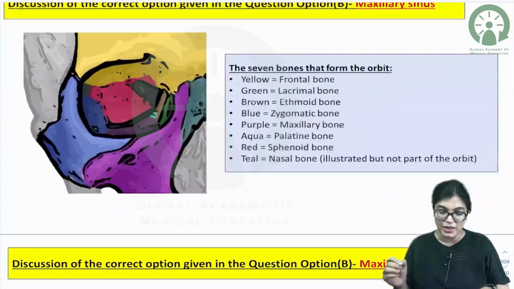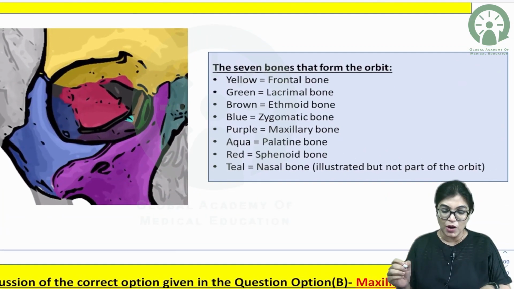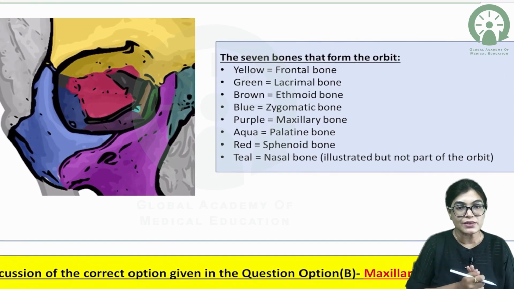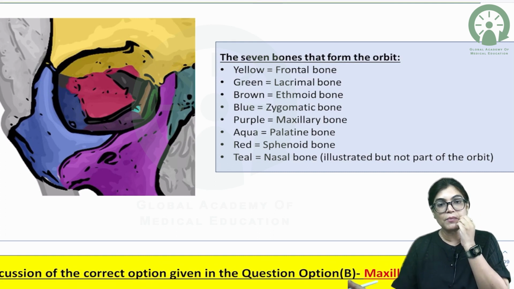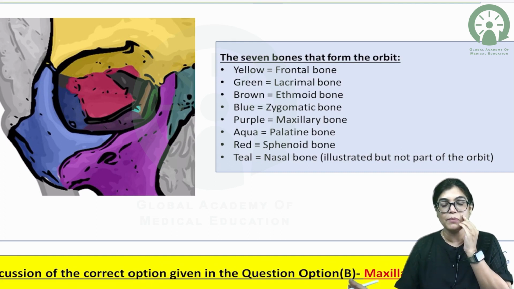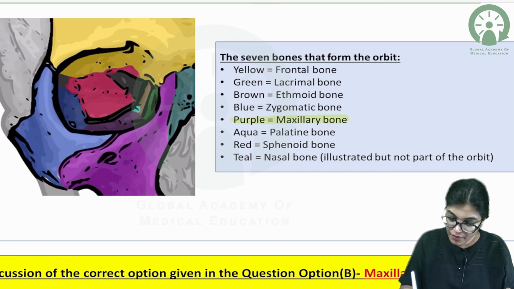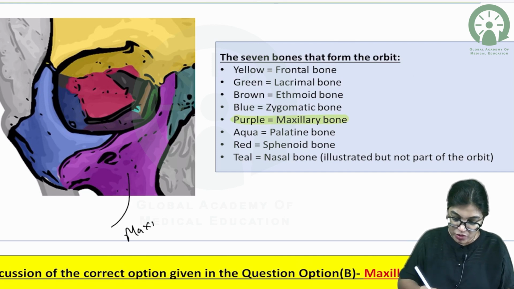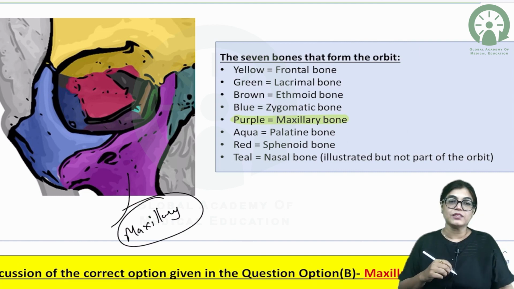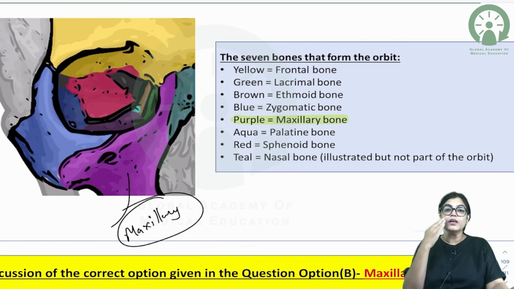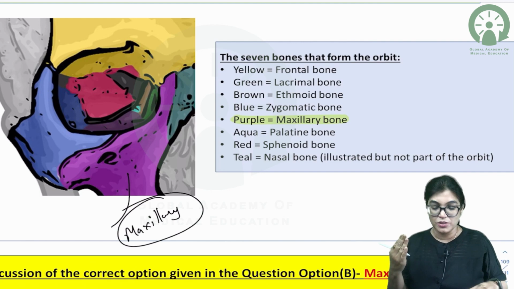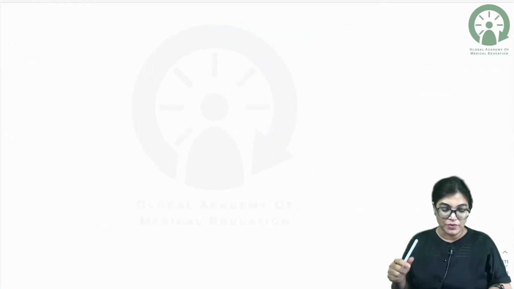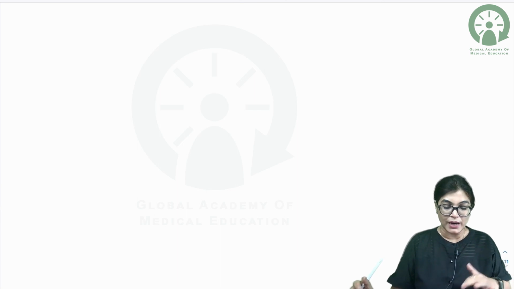In this image, you can see the bones forming the boundary of the orbit shown in different colors. Very nicely you can appreciate the maxillary bone here, shown in this color. So definitely the maxillary sinus will be involved when the inferior aspect of the orbit is involved. So in short, we have completed the head and neck important part.